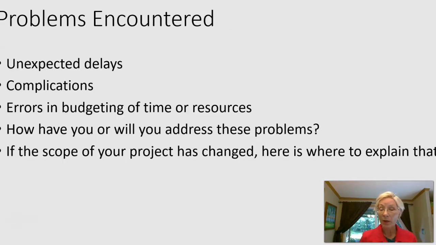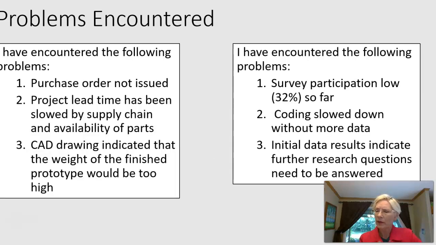Another thing we want to really make visible are the problems encountered. No matter what your project, in any shape or form, any place, you're always going to have problems. And bosses expect to see those problems. Professors expect to see you discuss those problems. What are the unexpected delays? What are the complications? Maybe you had an error in budgeting of time or resources. Maybe you had to change the scope of your project. How have you addressed the problems, or how will you address those problems? And if the scope of the project has changed, here's where you're going to explain how that's going to work. We expect to see these things. If there are no problems, we go, strange.